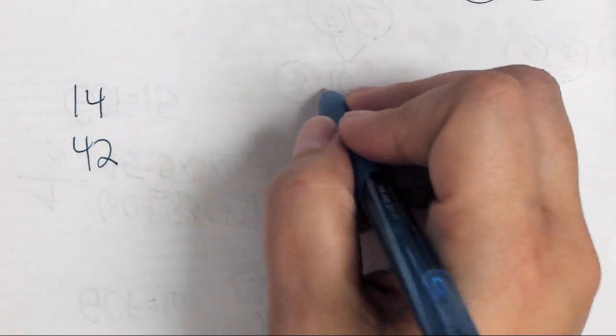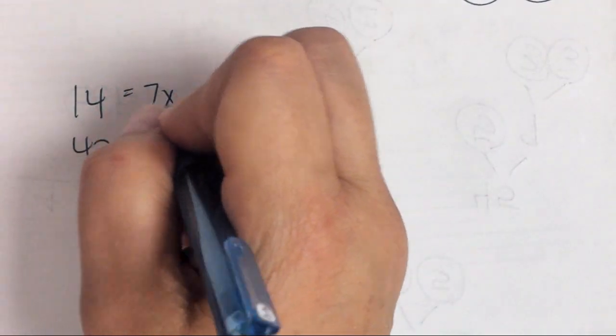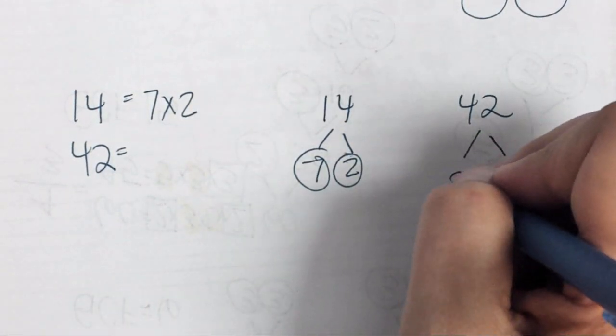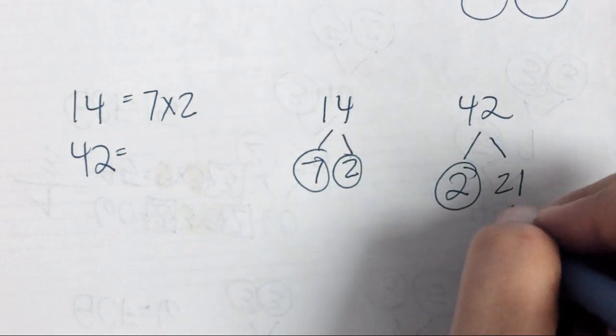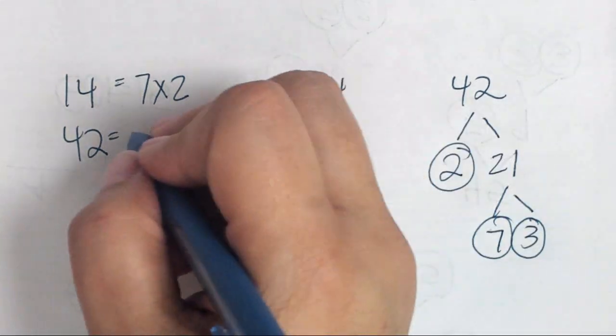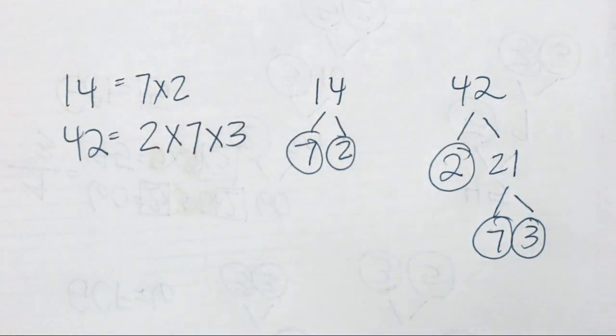Sorry. So 14, we figured out that's 7 and 2, right? So that's 7 times 2. Sorry, I used the wrong number. So 42. Now we can say 2, 21. So that's prime. And then how do we get 21? 7 and 3. Those are both prime. So now we have 2 times 7 times 3. Yes, this is going to work.